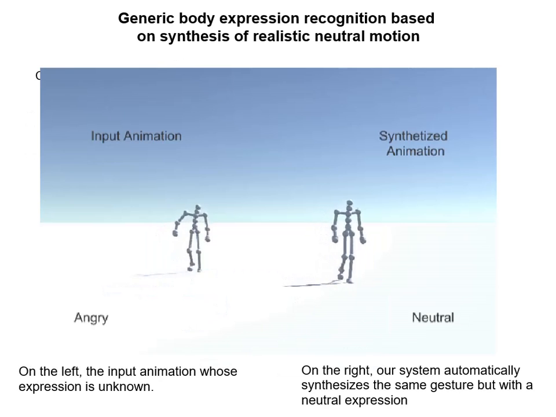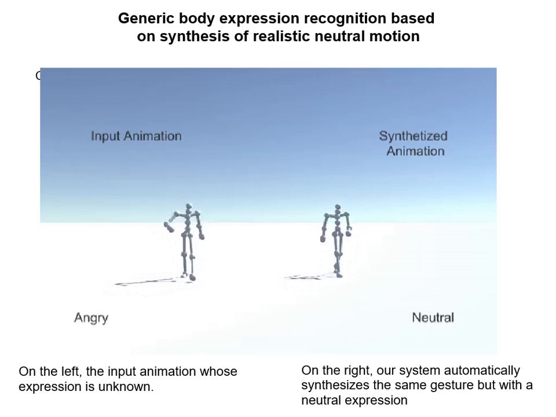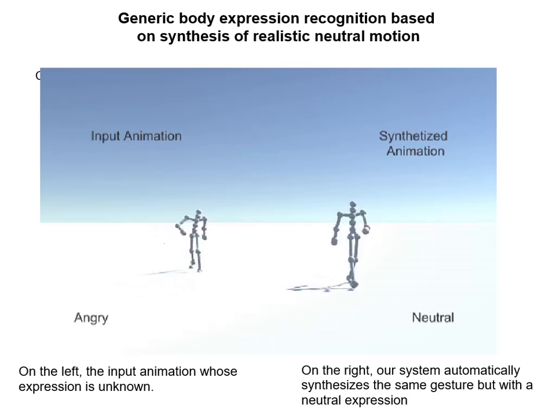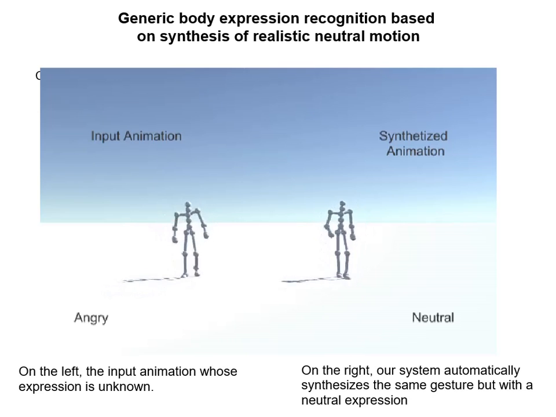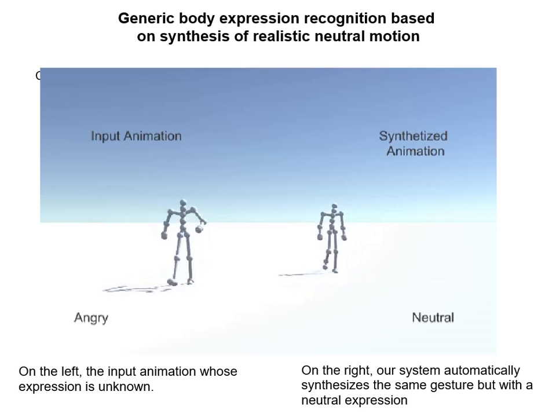On the left, the input animation whose expression is unknown. On the right, our system automatically synthesizes the same gesture but with a neutral expression.